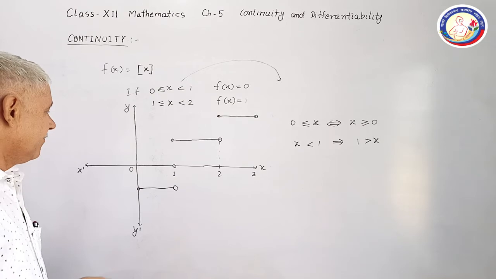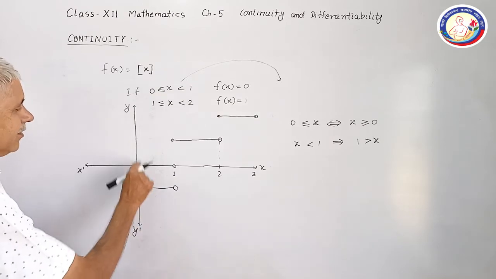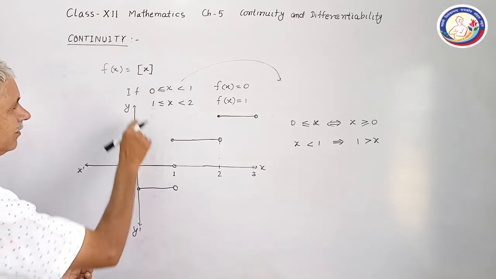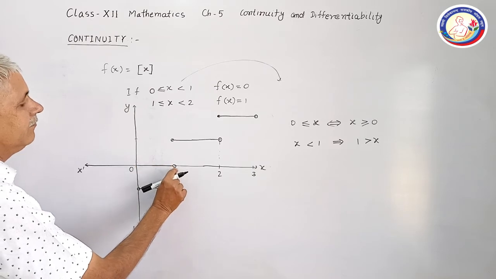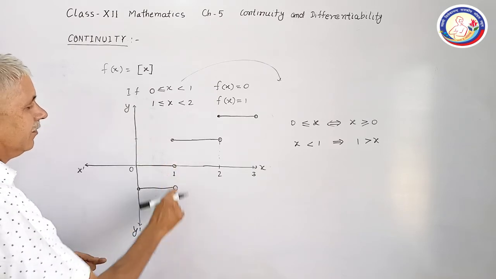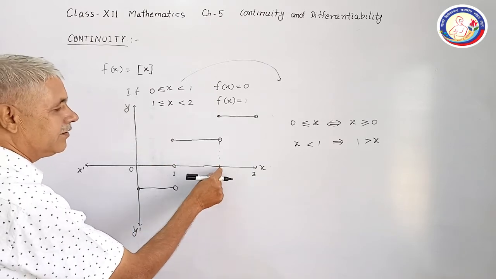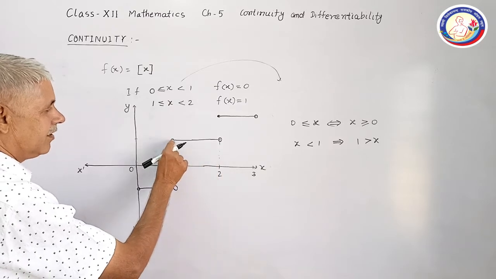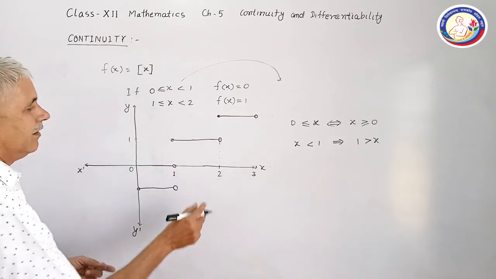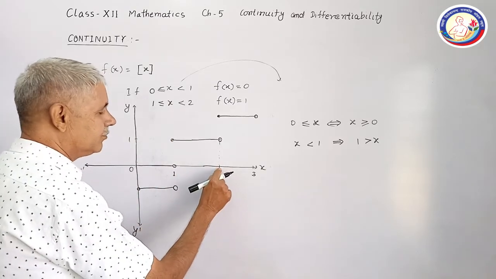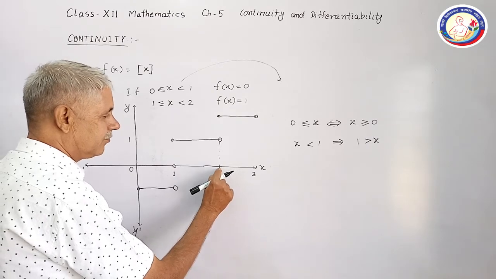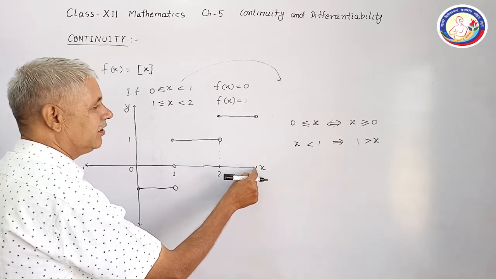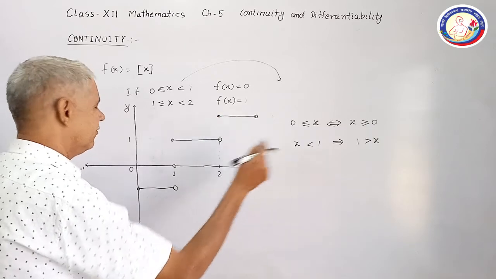What will be the value of function? The y coordinate or the value of function from 0 to less than 1 value, it will be 0. From 1 to less than 2, it will be 1. And from 2, 2 is also included in the values. From 2 to values less than 3, it will be 2, and so on.